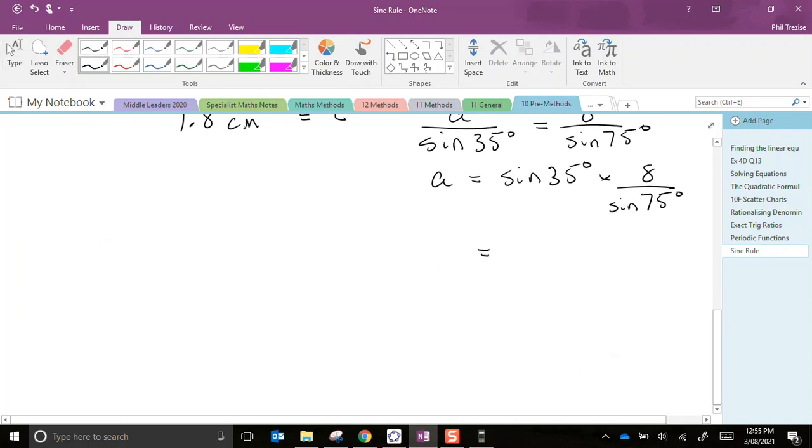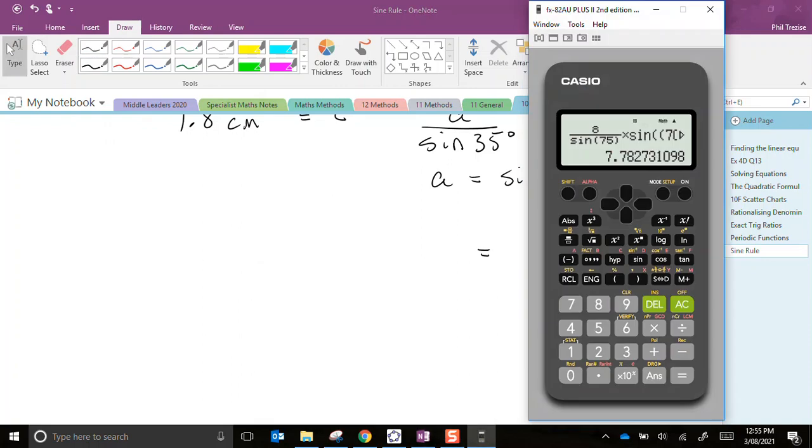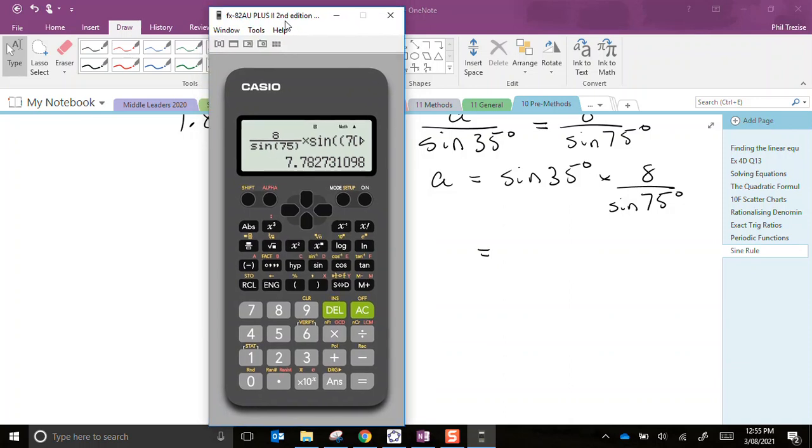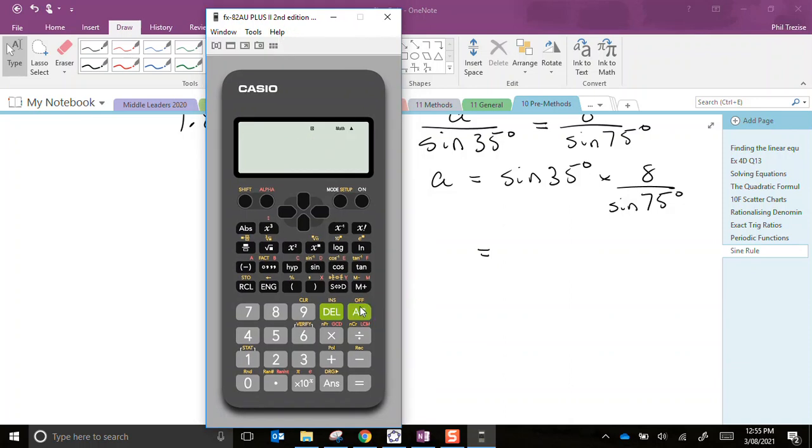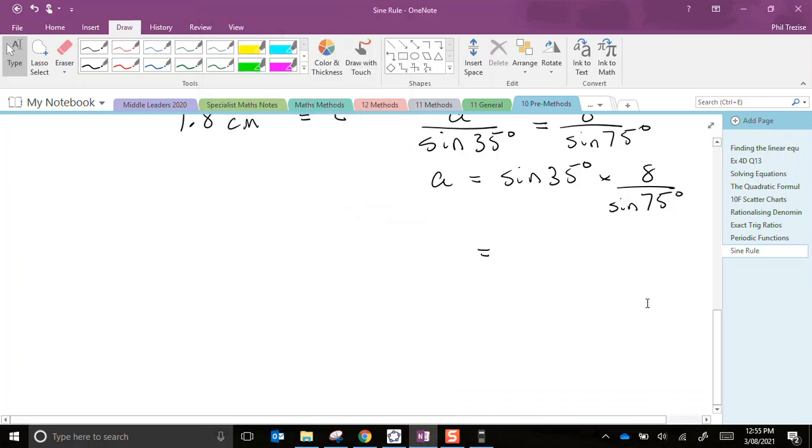And definitely a job for my calculator to come back at. Here we go. Calculator back. Good. Now just make sure I can see that. So clear that last one. What do I want? Sine 35 multiplied by a fraction with 8 over the sine of 75. 4.75, round to 4.8 for 1 decimal point. 4.8 centimetres.